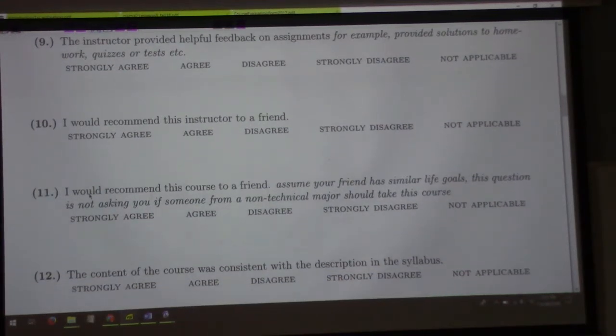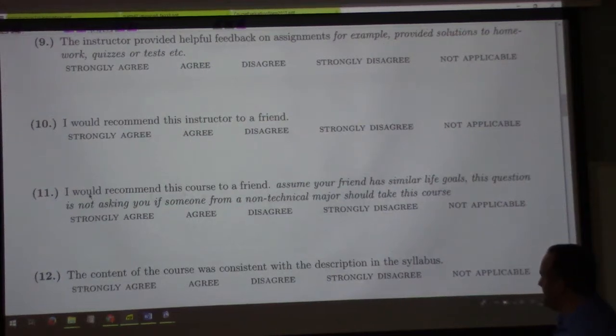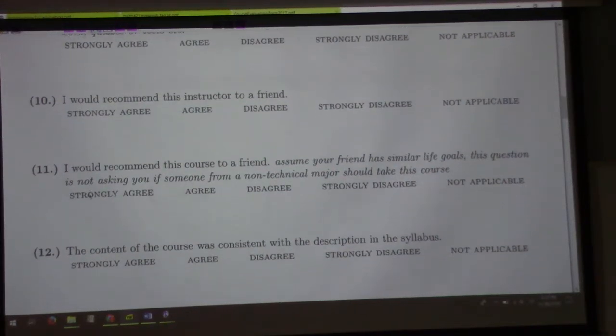Question number 11 is more important. I always include this modification. You know, I would recommend this course to a friend. It's important to think, you know, you should assume your friends have similar life goals. This question is not asking you if someone from a non-technical major should take this course, right? I mean, to be clear, this hypothetical friend is someone else in the math major, right? Not applicable? Like you don't have any friends?